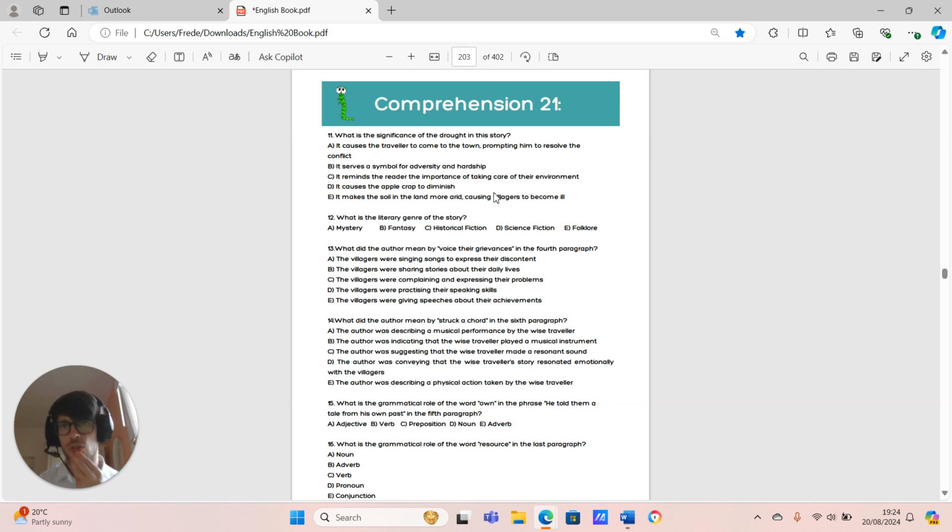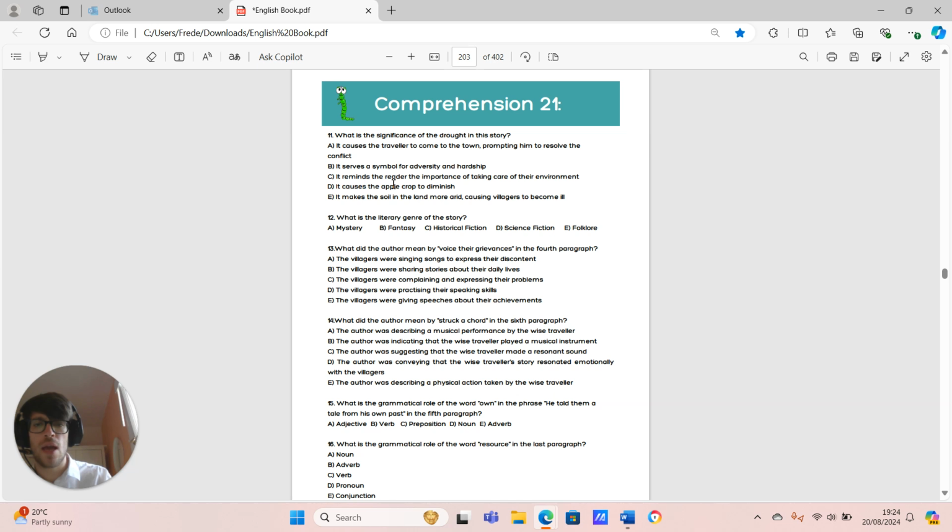We spoke about this. We need tension in a story for something to happen, a story to exist in the first place. So the drought is a tension point that causes the villagers to have that clash of interests. Yeah, that issue with the trade offer. Then the old man shows up and said, "This is silly. You're both suffering. You need to get out of the drought. You're both not helping each other. You need to work together." So it didn't cause the traveller to come to the town. He was going on his way. It serves as a symbol for adversity and hardship.